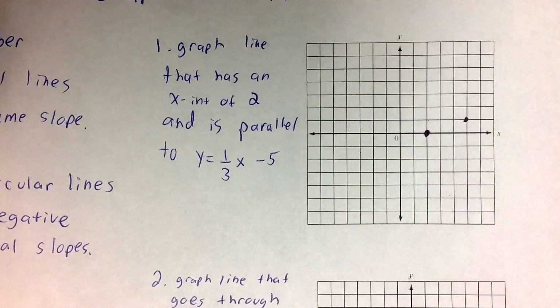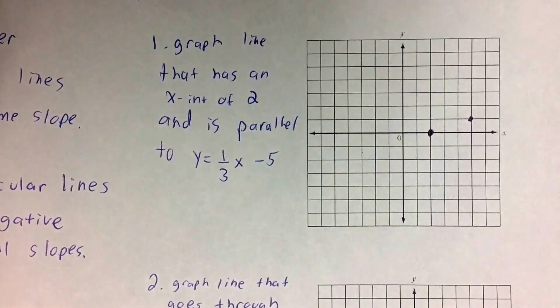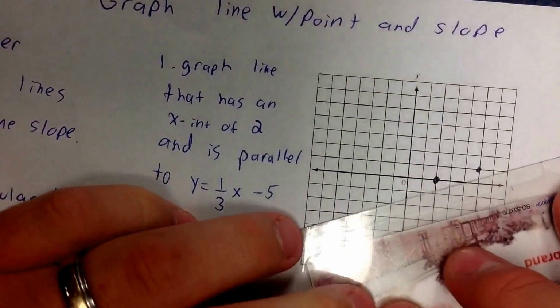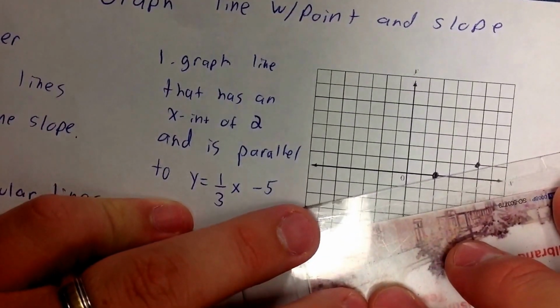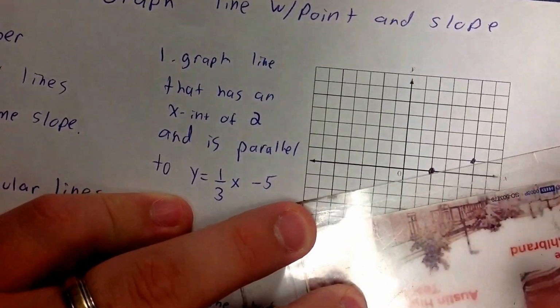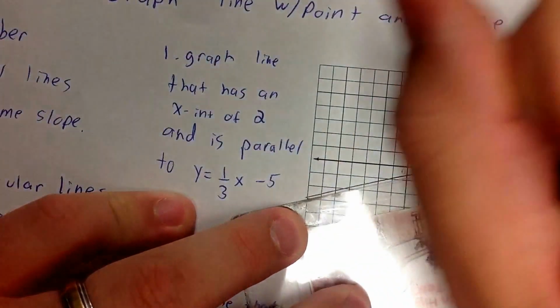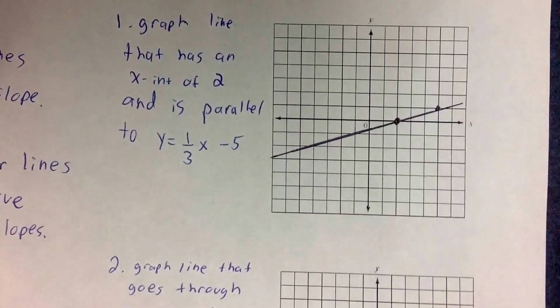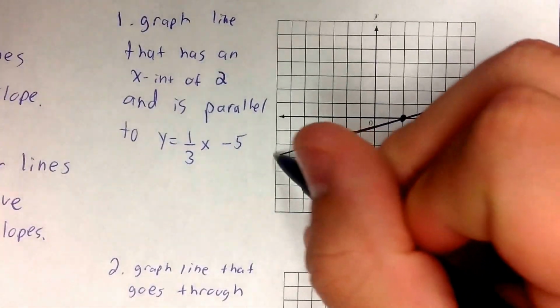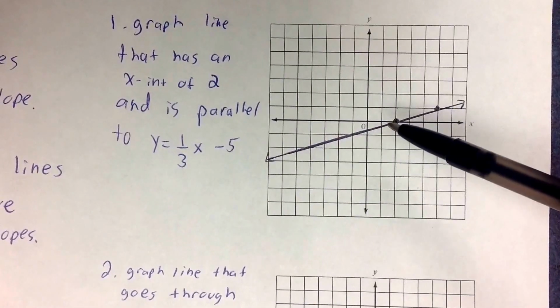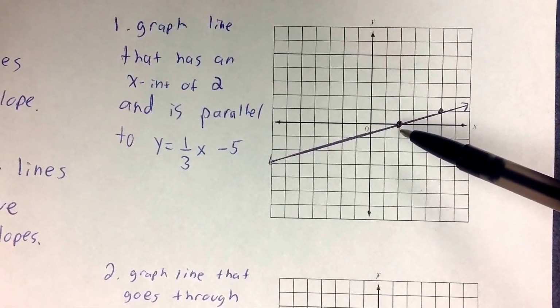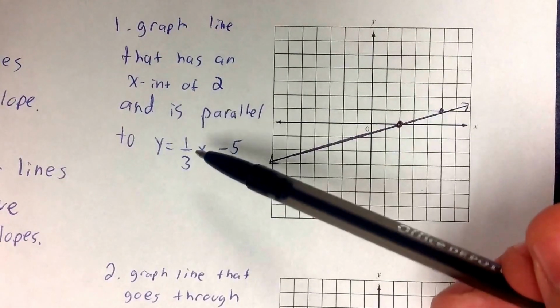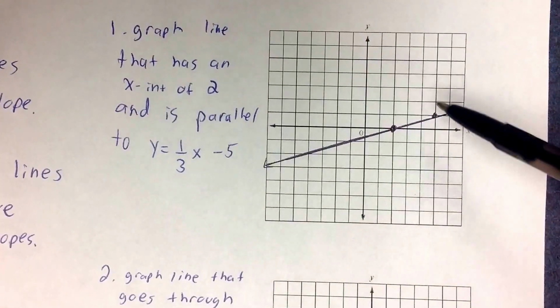Then I would get a straight edge, your ID or whatever, and graph the line. So we took our information, we were given the x-intercept, told it was parallel, so we did the same slope, up 1/3.